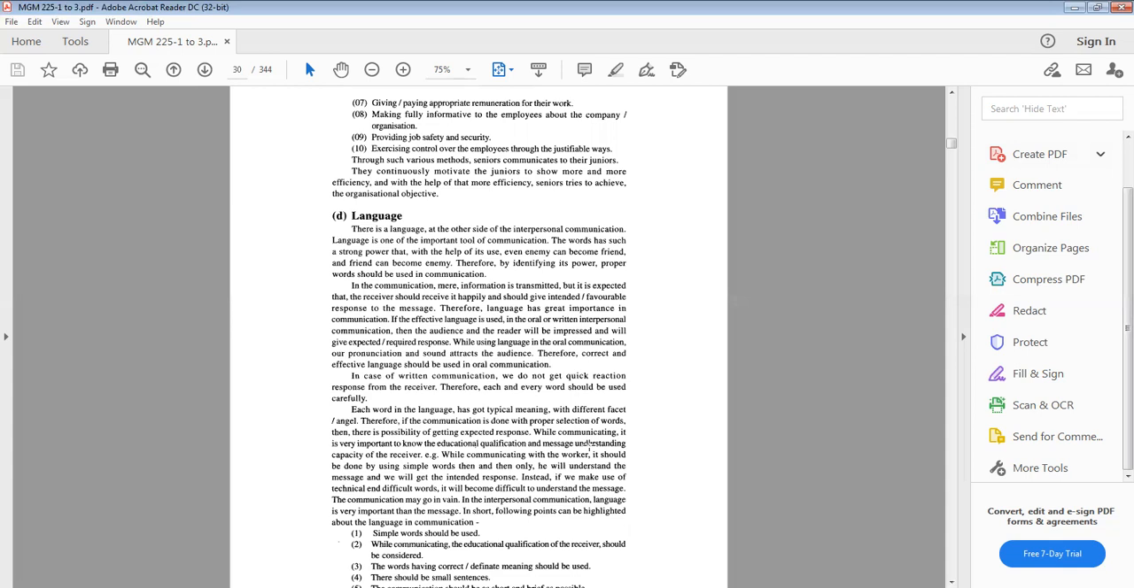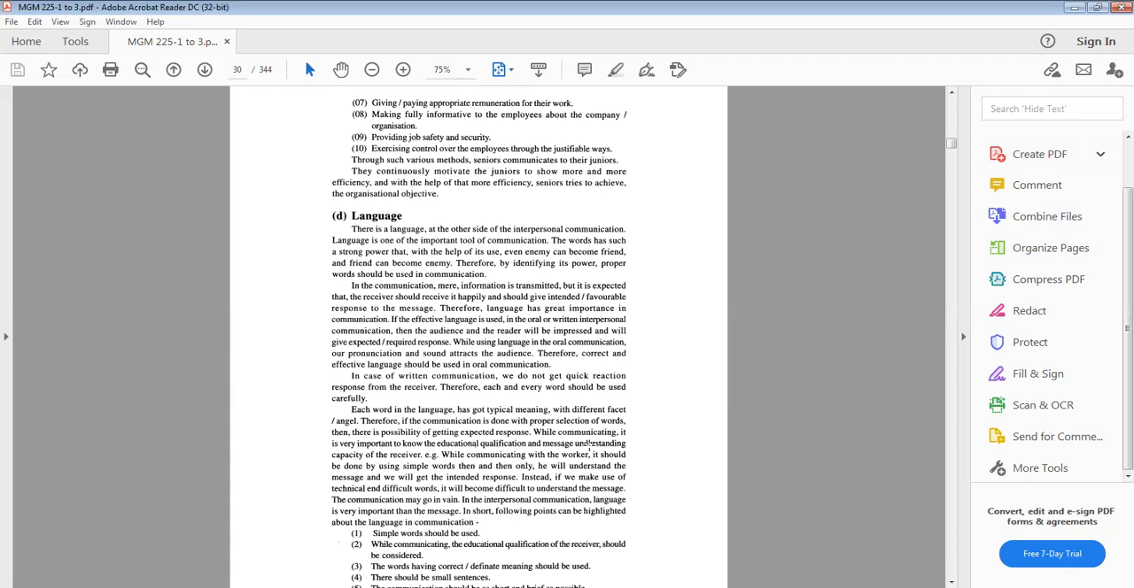In communication, information is transmitted, but it is expected that the receiver should receive it happily and should give the intended favorable response to the message. Therefore, language has great importance in communication. If effective language is used in oral or written interpersonal communication, then the audience and the reader will be impressed and will give the expected response.